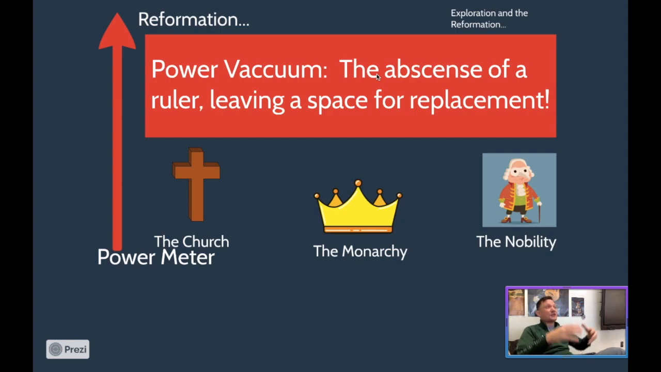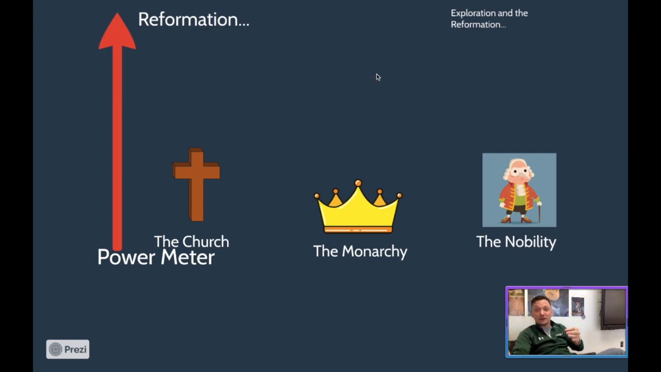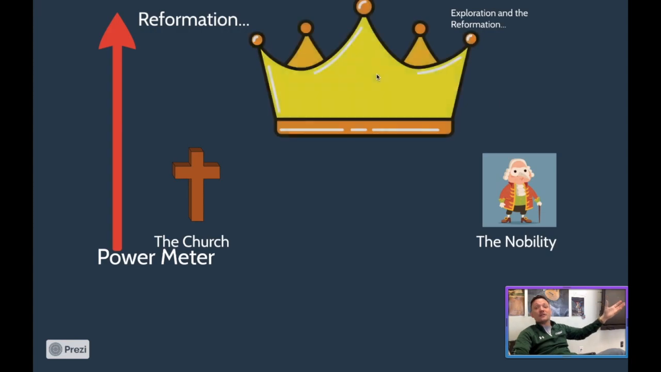In the late 1500s, a massive space would be left open by the reduction in the power of the nobles and the church, and it's the absence of a ruler, right? Leaving space for replacement. So really, really quickly, people weren't as powerful anymore. The church had declined, the nobles had declined. So who is going to fill this void? None other than the monarchs, right?